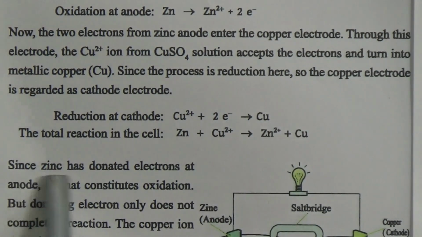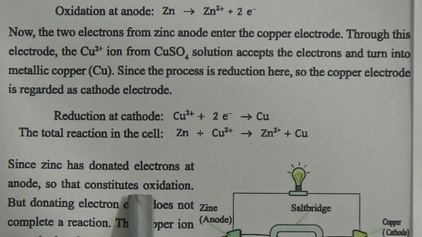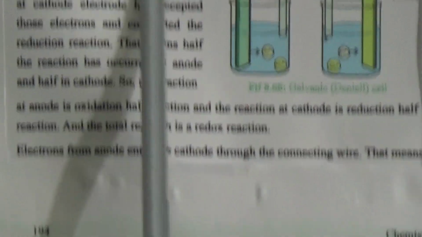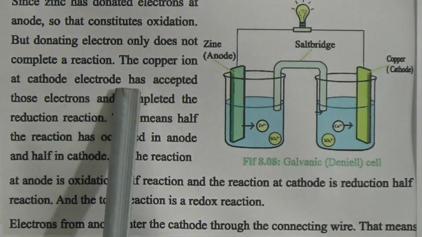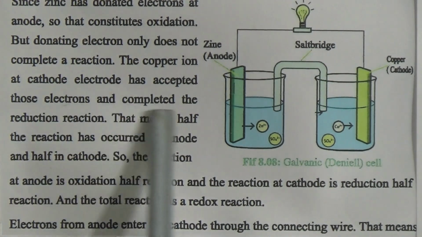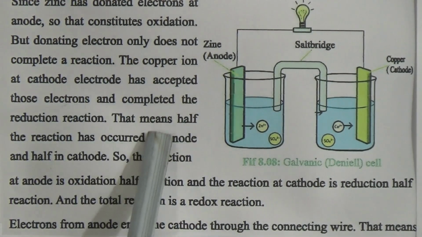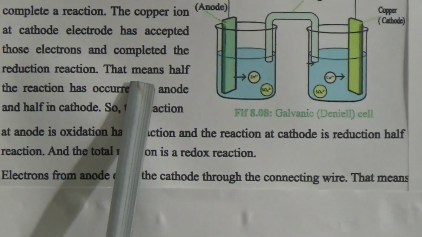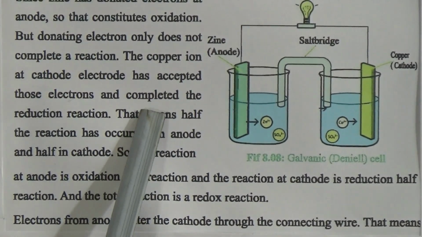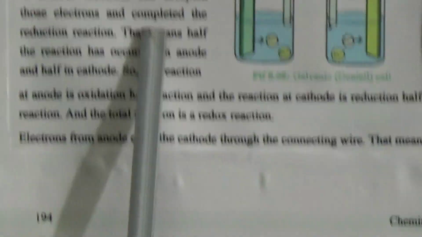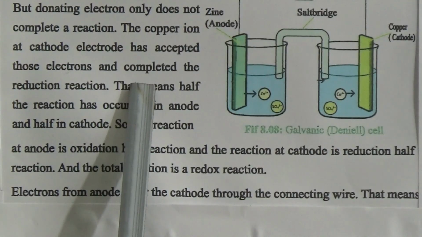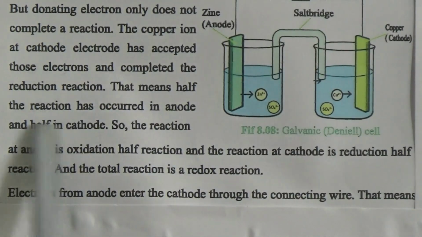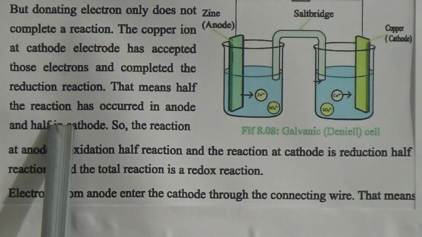And since zinc has donated electrons at the anode, that constitutes oxidation, but donating electrons alone does not complete a reaction. The copper ion at the cathode has accepted those electrons and completed the reduction reaction. We know oxidation and reduction are each half of a reaction. If there is oxidation, there has to be a reduction. Without reduction, the oxidation can't be complete. That's why if zinc donates the electrons, there has to be something else that accepts those electrons. That means half the reaction occurs at the anode and half at the cathode.